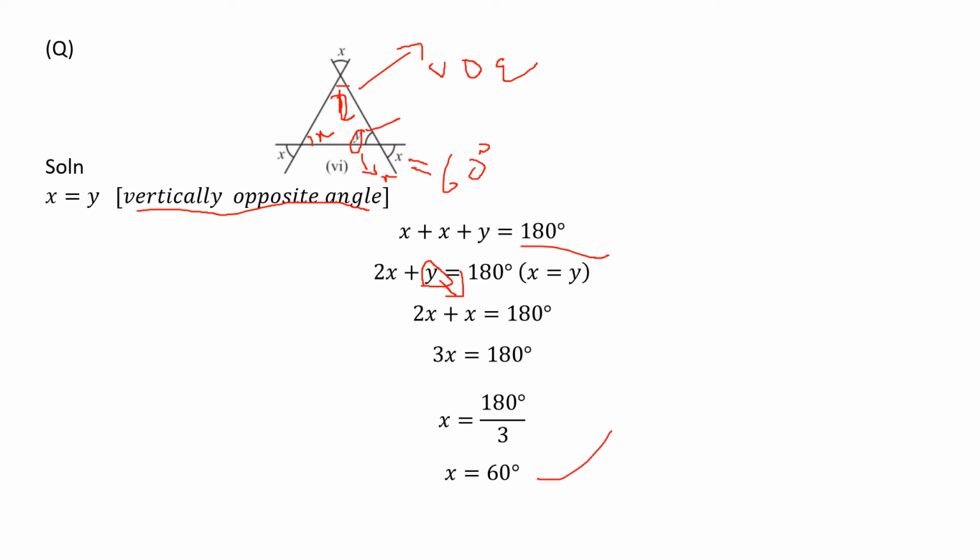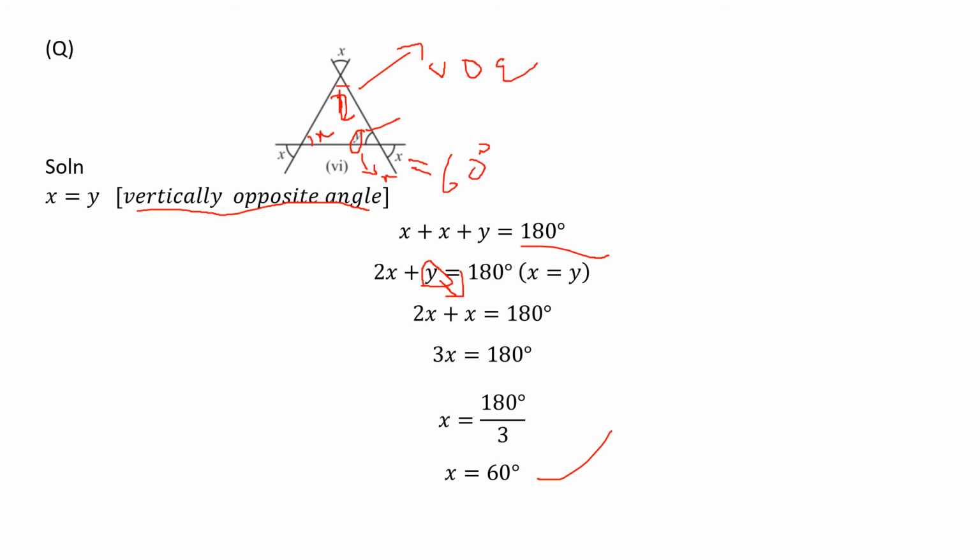So all the three angles are 60, 60, 60. So add it. 60 plus 60, 120 degrees. 120 degrees plus 60, 180 degrees. So all the three angles are 60 degrees. When you add it, you will verify the angle sum property also. Sum of all three angles is equal to 180 degrees.